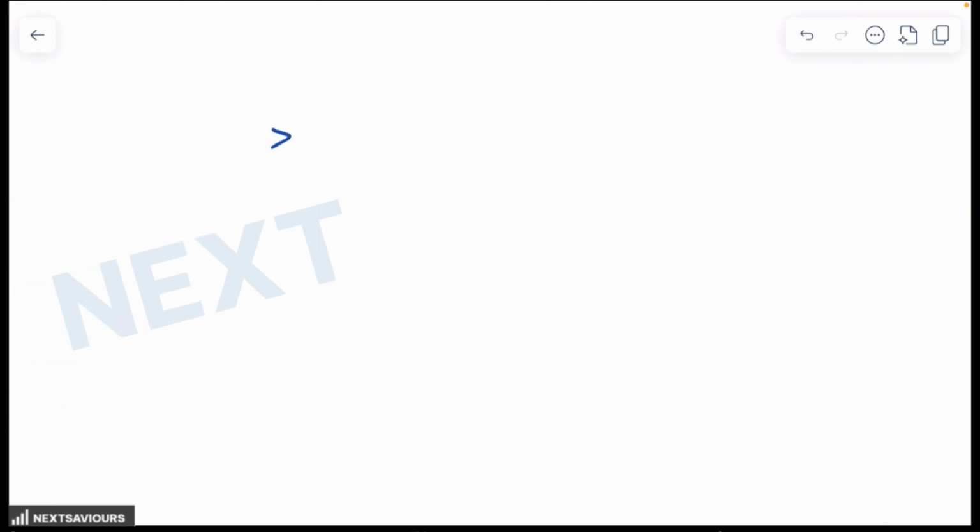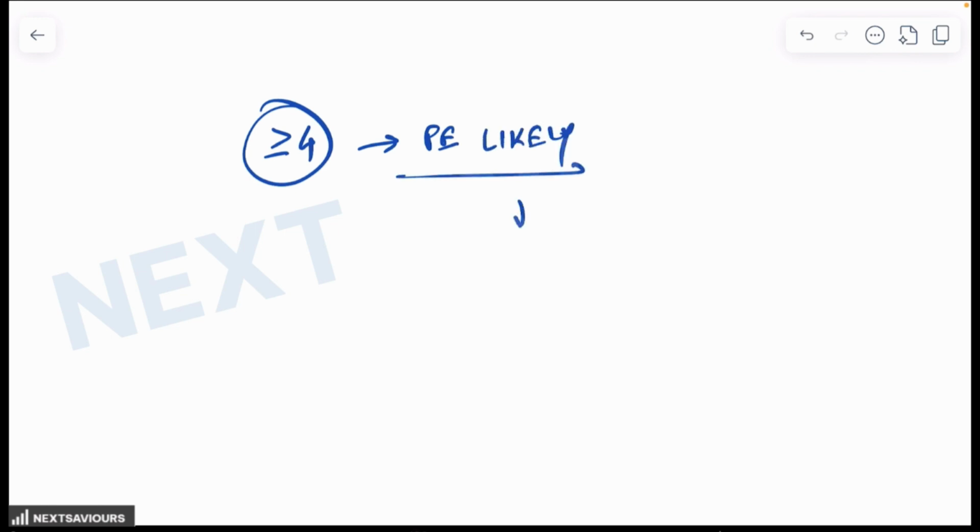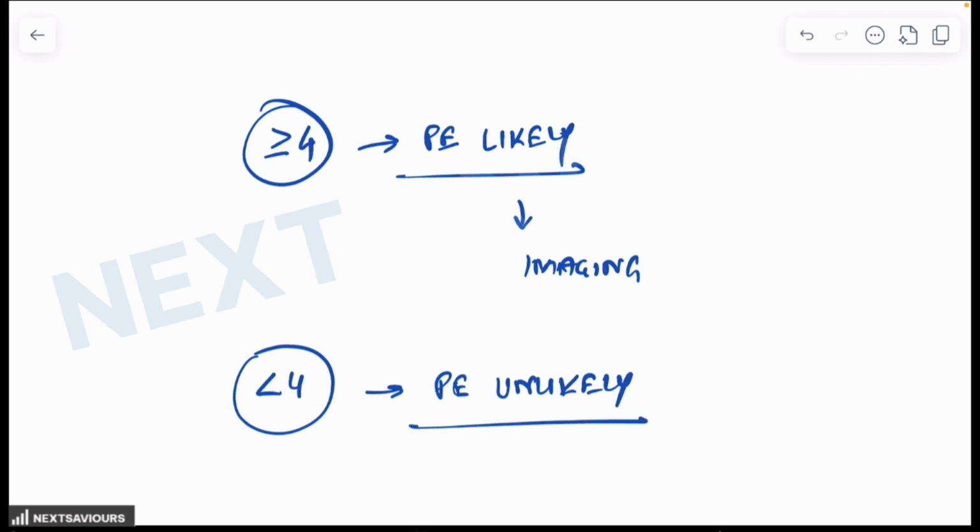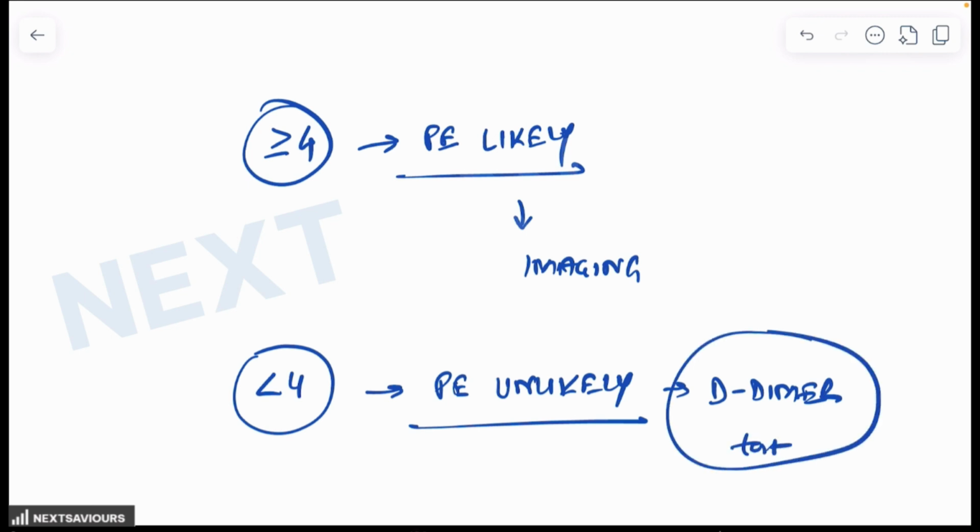If the score is more than or equal to 4, then pulmonary embolism is likely, and you have to proceed with imaging in order to diagnose this condition. This is why we are dealing with this question, so we'll be talking about that imaging in particular. But what if the score is less than 4? In that case, pulmonary embolism is unlikely. It could be anything other than pulmonary embolism. In that case, you have to proceed with the D-dimer test in order to rule it out. So the importance of D-dimer is to rule out pulmonary embolism.